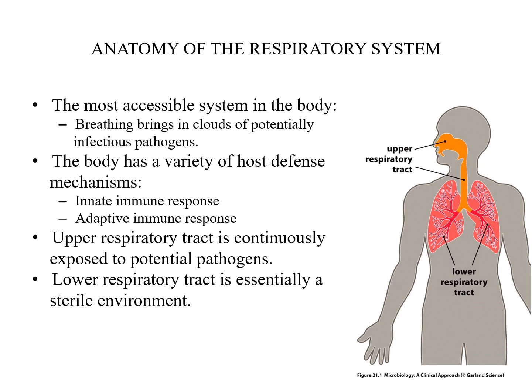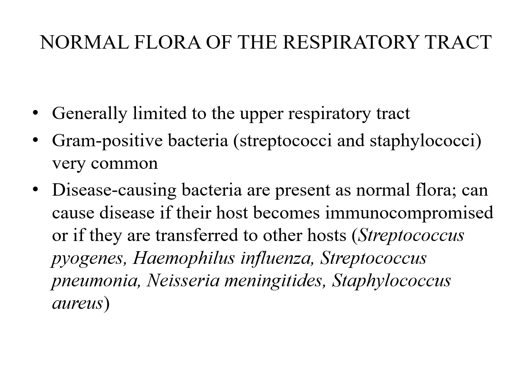We're going to talk about the types of normal flora or microbiota present in the upper respiratory tract in the coming slides. The normal flora of the respiratory tract is generally limited to the upper respiratory tract, mostly composed of the gram-positive bacteria, streptococci and staphylococci. These are the most common normal flora present in the oral and nasal cavities. Disease-causing bacteria are present as normal flora and can cause disease if their host becomes immunocompromised or if they are transferred to other hosts.